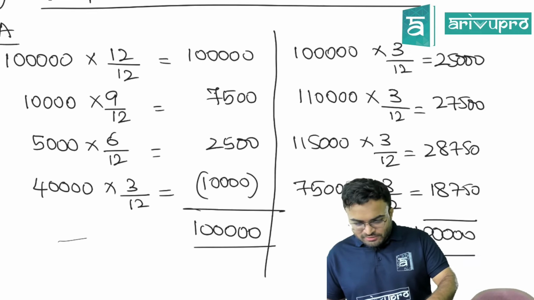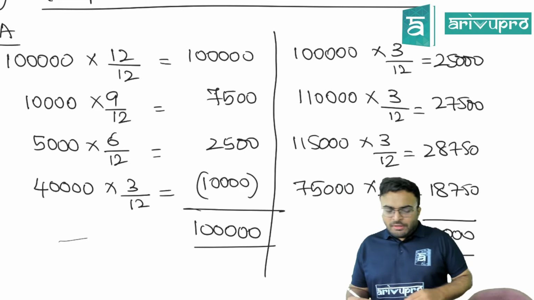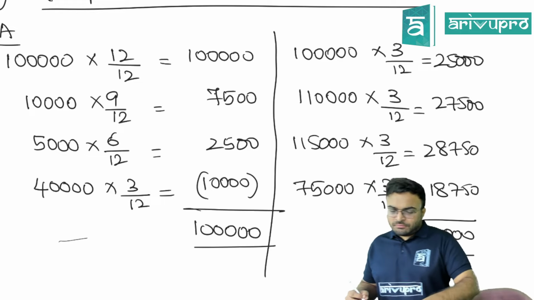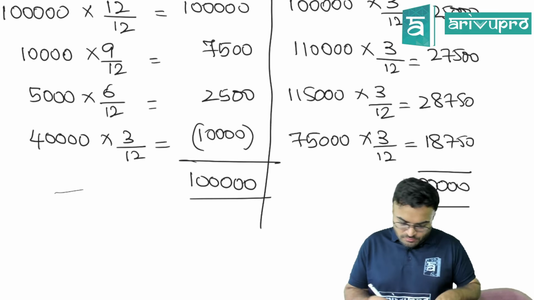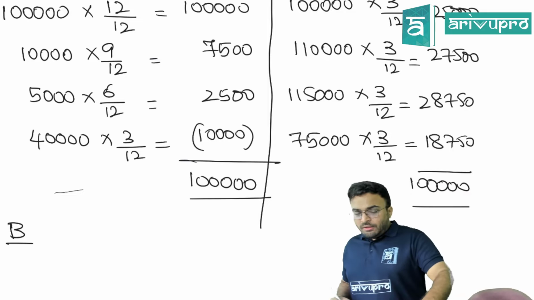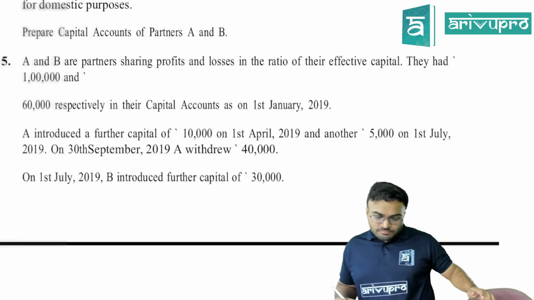Should not do that. It will get spoiled. Yes, can you do the same thing for B? The same thing has to be done for B. B, what is the situation?